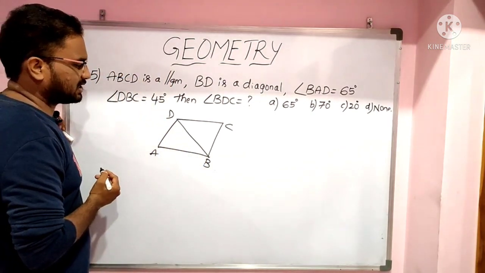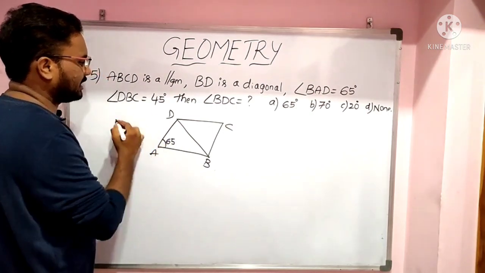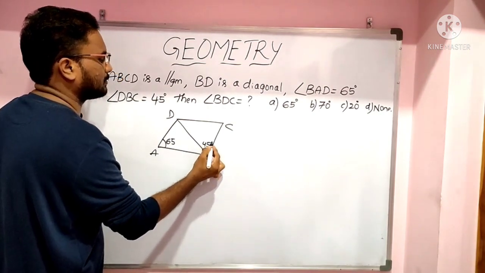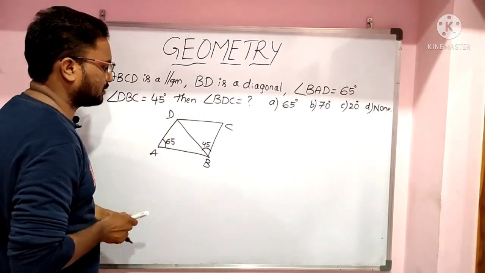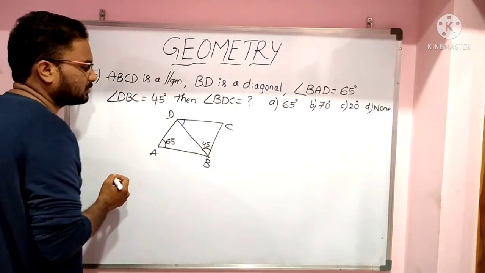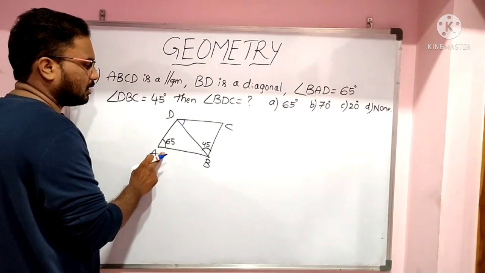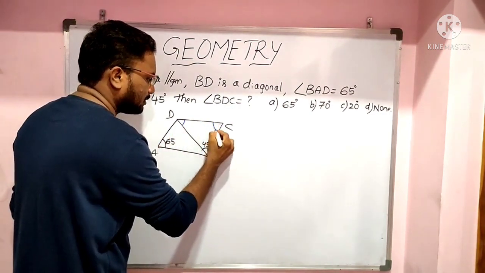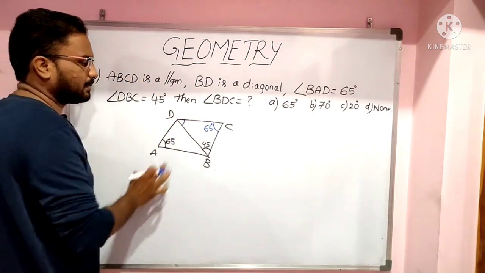And angle BAD equals 65. This angle is 65 degrees. And angle DBC equals 45. DBC, this is 45. And we need to find angle BDC. This angle we need to find. So here, this is a parallelogram. In a parallelogram, opposite angles are equal. If this is 65, this will be 65 degrees. Opposite angles are equal in a parallelogram.